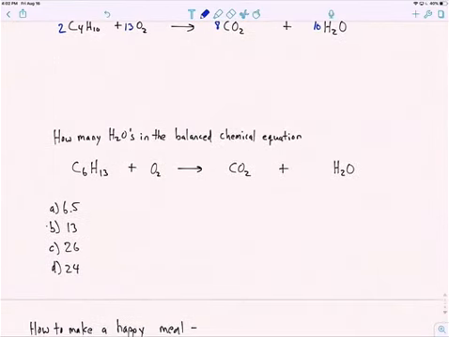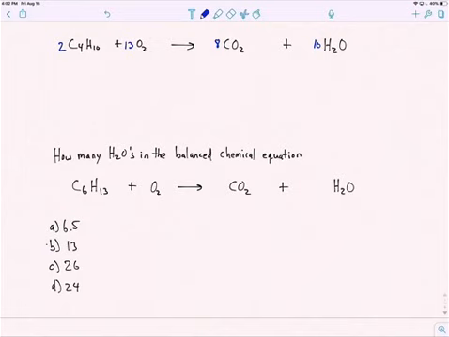How many waters are there in this balanced chemical equation? So go ahead and pause it and try it yourself. If not, I will work on this and show you. So I would start with the carbons, 6 carbons left, 6 carbons to the right. Well, we already see there's a problem because we have an odd number, so we have to put a 2 here to get the waters.